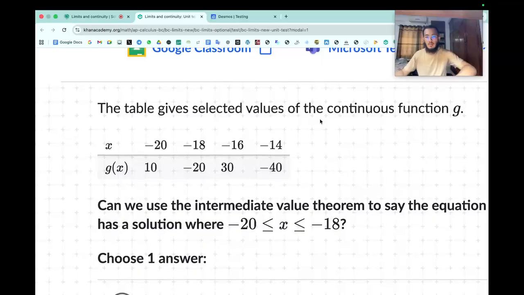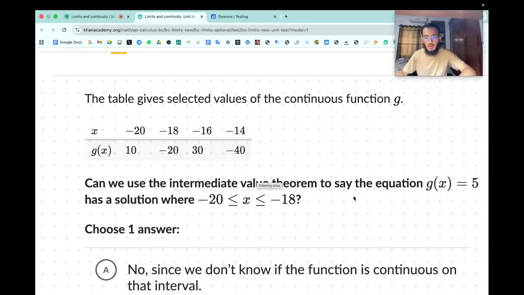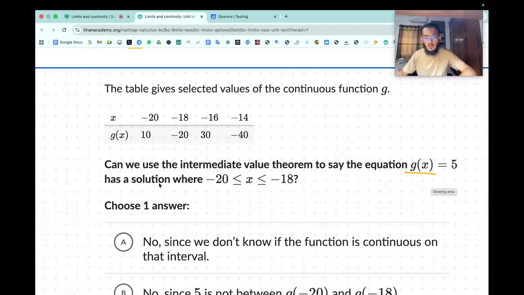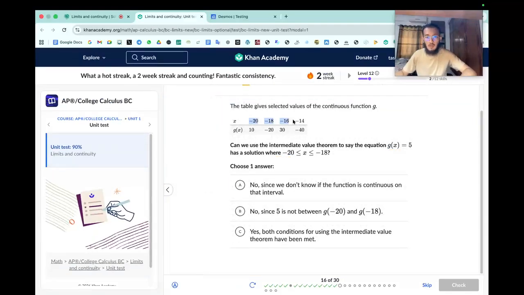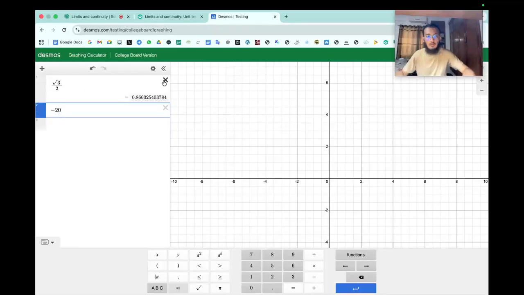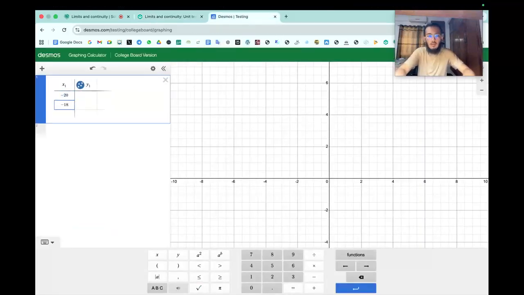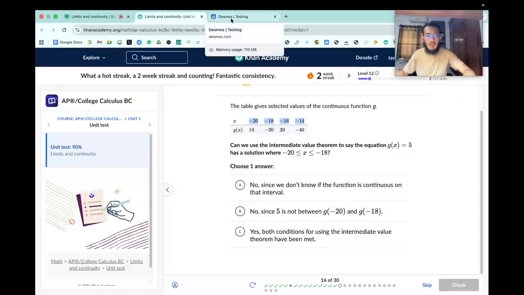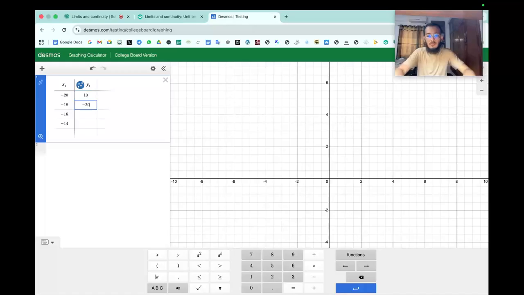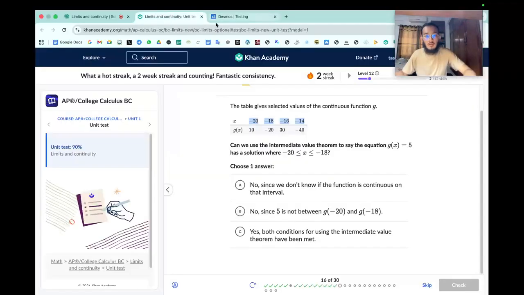The table gives selected values of the continuous function g. Can we use the intermediate value theorem to say that the equation g(x) equals 5 has a solution between negative 20 and negative 18? Well, let's plot this out. These are the values of x: negative 20, negative 18, negative 16, negative 14. And for y: 10, negative 20, 30, negative 40.